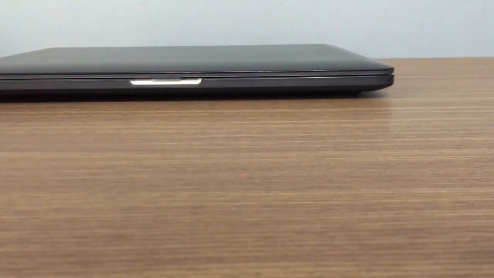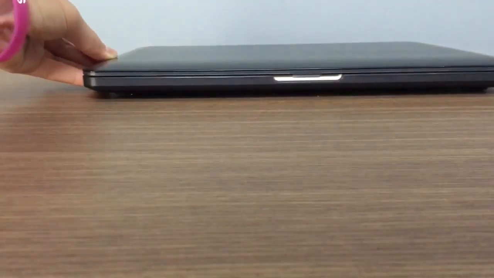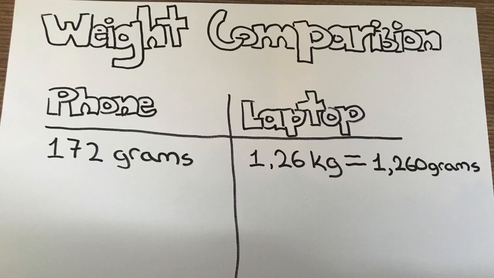For this example, I used a phone and a laptop to explain why an object's motion depends on the force and the object's mass. So here you can see that I had to use more force to push the laptop than the phone because the laptop weighs more, which means it has more mass.